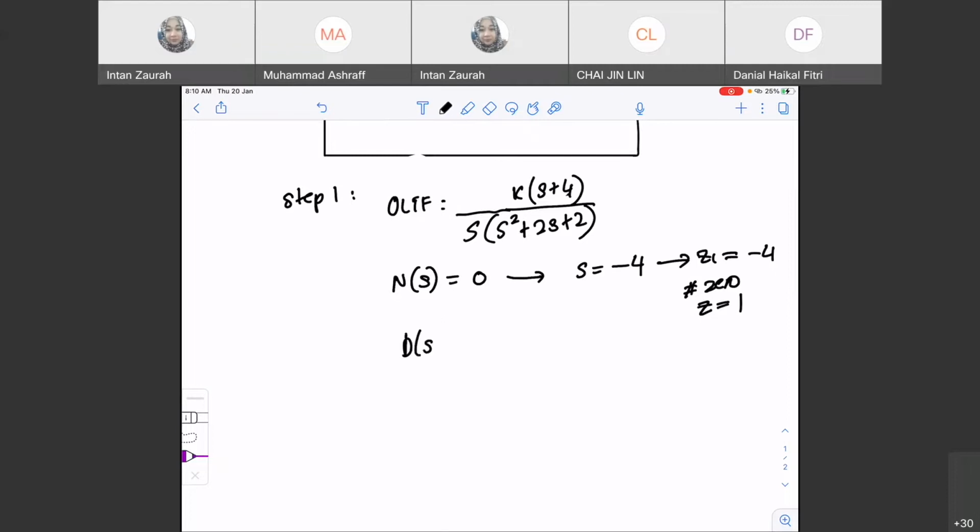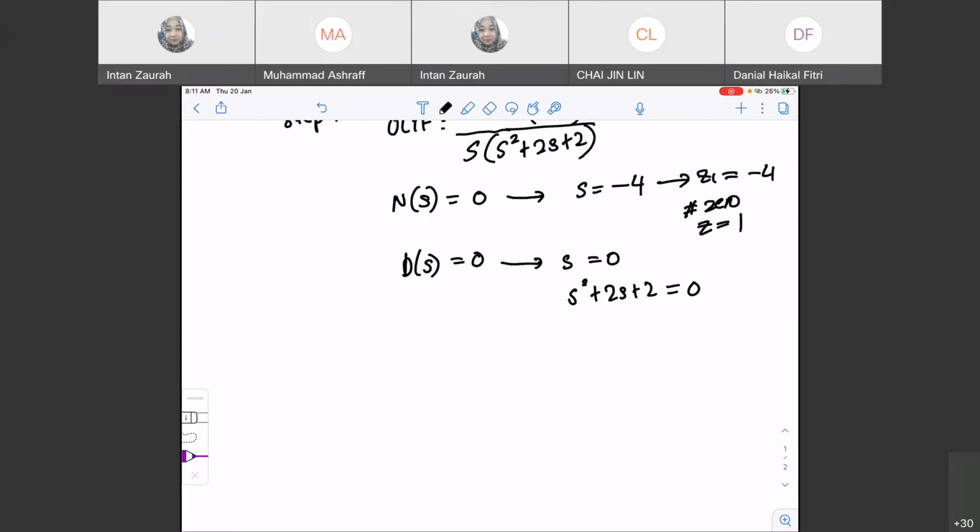And then the denominator S, equate with 0. You're going to have S equals 0 for this part here. And for this part, it will contribute a complex conjugate. So if I take S squared plus 2S plus 2 and equate this with 0, you will have 2 complex numbers. This can be obtained by finding the quadratic equation of this.